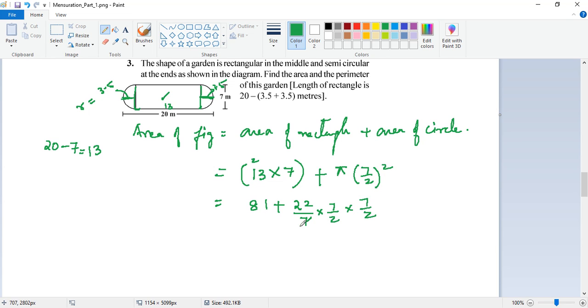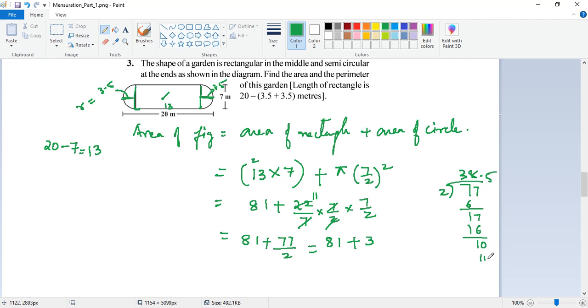So you see the 7 gets cancelled, 2 11s are 22, so I have 91 plus 11 into 7, 77 by 2. You can divide 77 by 2 and check if you want. 2 3s are 6, 2 8s are 16, and you get 2 5s are 10, so you get 38.5 here. Then if you add it, you will be getting the final answer. You can add it and check it.